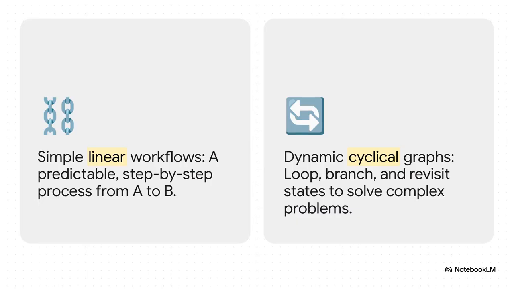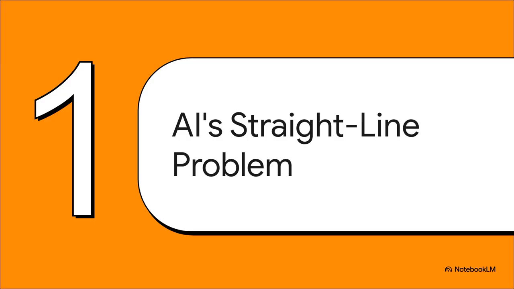Okay, think of it like this. A simple AI workflow, that's like a straight country road. Sure, it'll get you from point A to point B, but that's all it can do. LangGraph, on the other hand, is more like a bustling city grid. You can loop around the block, you can take a detour if there's traffic or new information, and you can even go back to a place you've already been. It's just so much more dynamic, flexible, and honestly, a lot closer to how we actually solve problems in the real world.